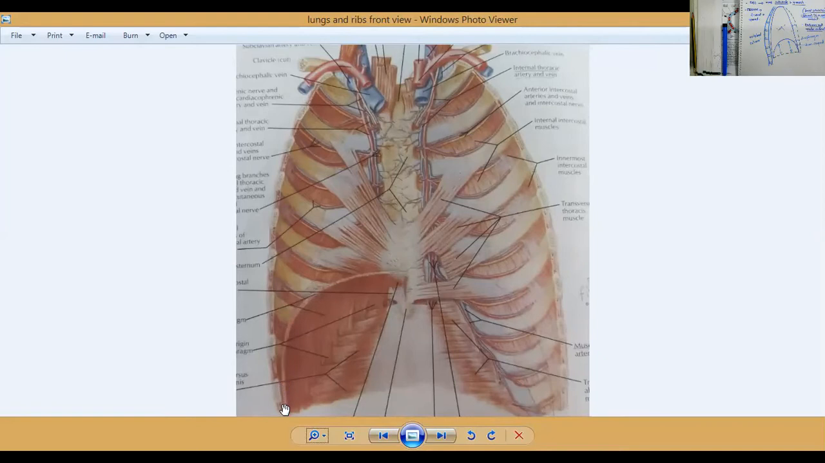Can you please follow my cursor? I am outlining the diaphragm. Okay, this is the diaphragm. So the cavity above it will be the thoracic cavity, and the cavity below it will be the abdominal cavity. So right below the diaphragm, what do we have? Stomach, liver, yeah, all the abdominal organs, right?